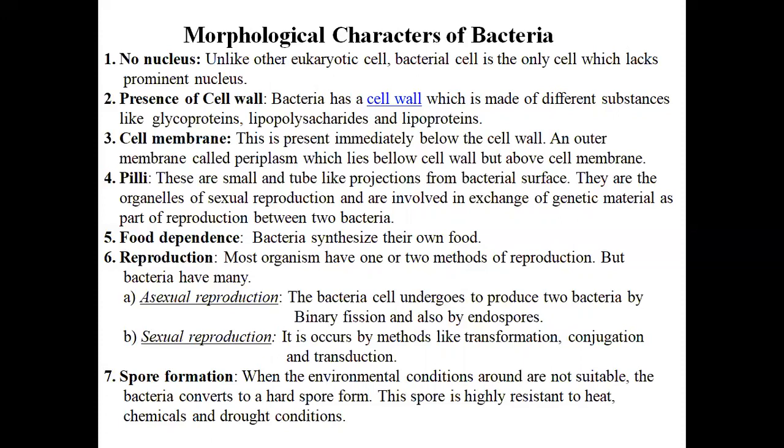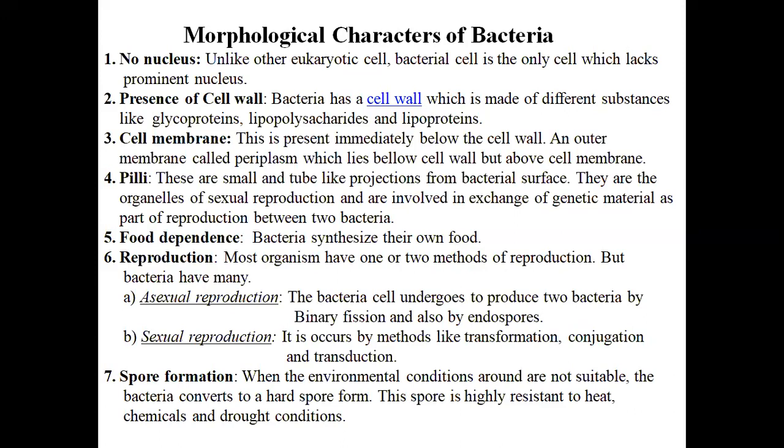They convert themselves into a hard spore structure, that is a special character in the bacteria to survive for a longer duration in any such kind of habitat, maybe soil, maybe water, maybe plant debris, maybe plant parts. So it is in the form of the spore.